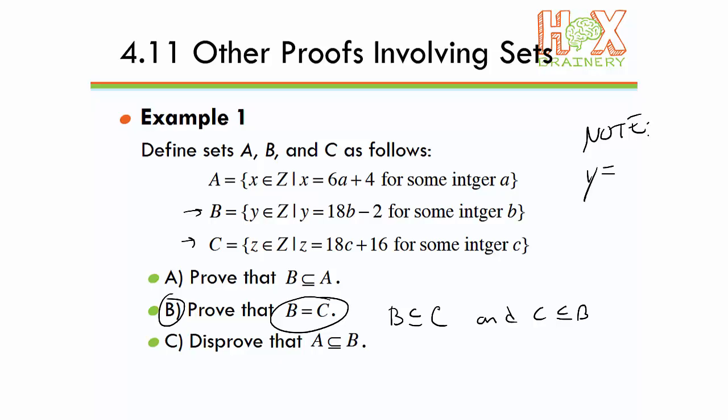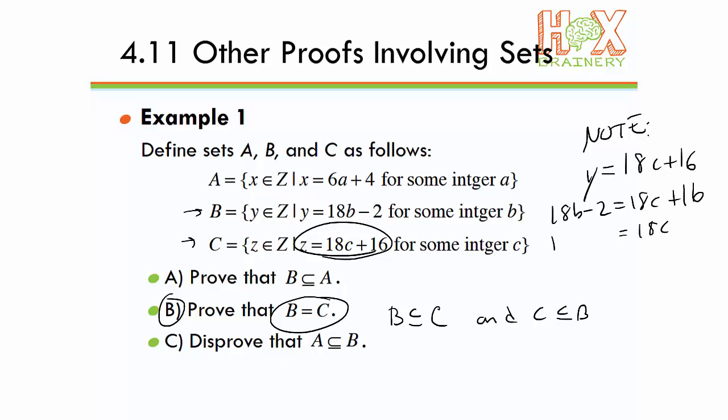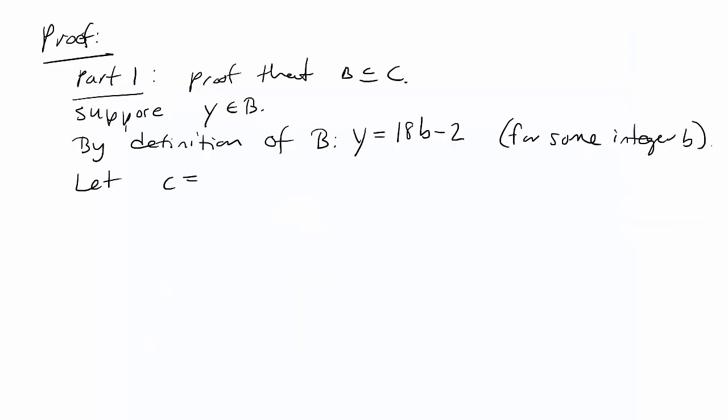So y is equal to, I'm actually going to make y equal to the C part, so 18c plus 16. And then y is 18b minus 2. And then we're going to solve this for c. So we have 18c is equal to 18b minus 18, so c is equal to b minus 1. I'm going to go back to my proof. That was just scratch work. So I'm going to let c be equal to b minus 1 based on that scratch work.